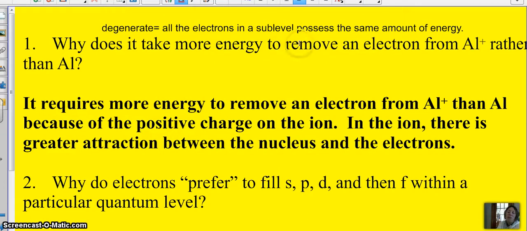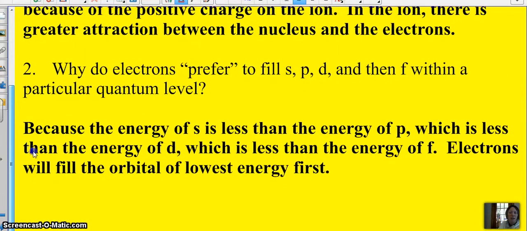Okay, why would it take more energy to remove an electron from Al plus rather than Al? It requires more energy to remove the electron because of the positive charge, which attracts the electrons more greatly, the nucleus and the electrons.